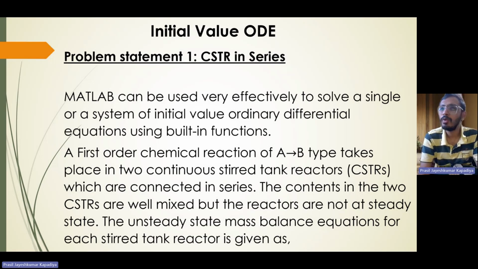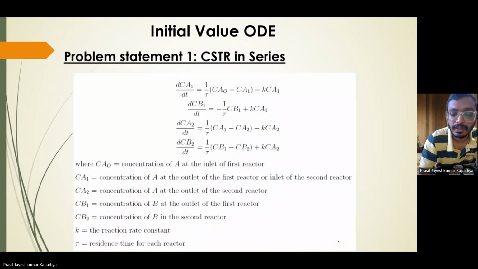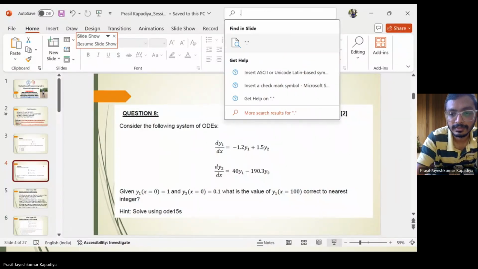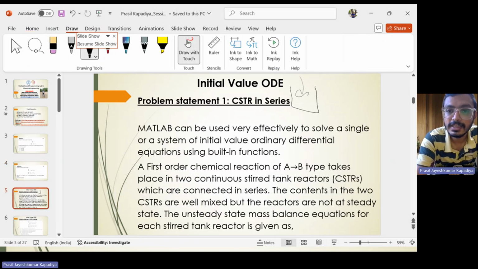And we use inbuilt functions. So for initial value problems we have done ODE45, ODE23, and so on. This kind of built-in function is used. Now, our problem statement is: a first order chemical reaction of A converting into B takes place in two continuous stirred tank reactors which are connected in series. So we have two CSTRs in series.